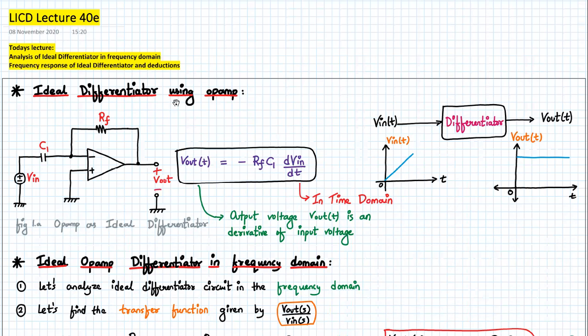An ideal differentiator using Opamp consists of an RF resistor in the feedback part and a C1 capacitor between the input terminal and the inverting terminal. So this is my circuit of an ideal differentiator.